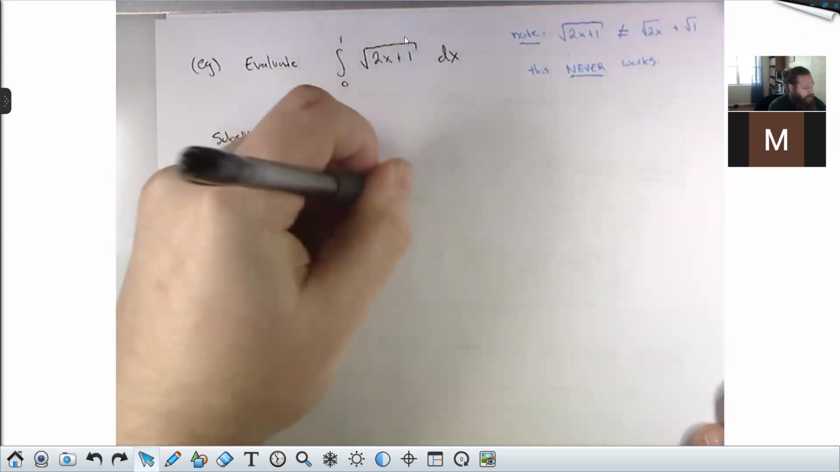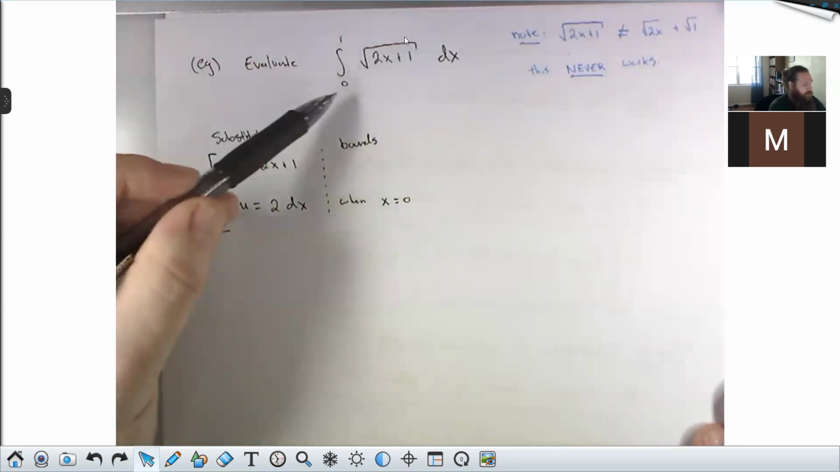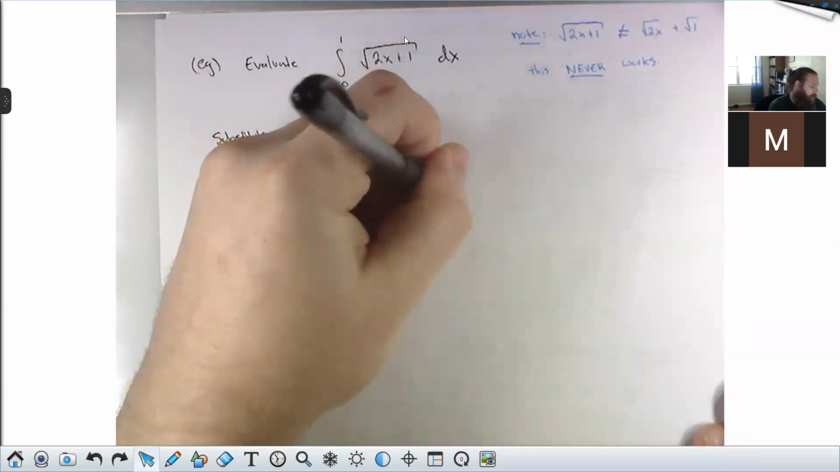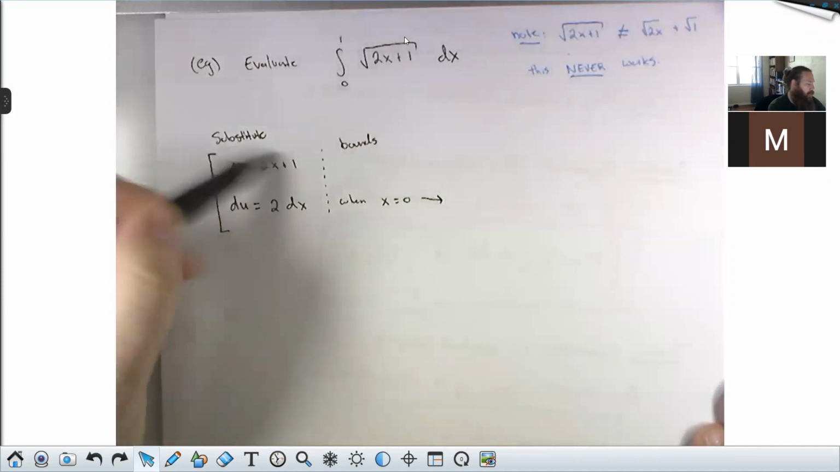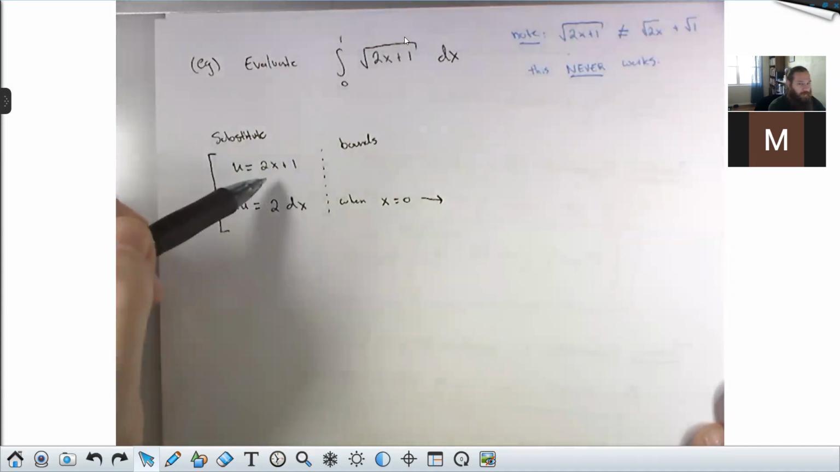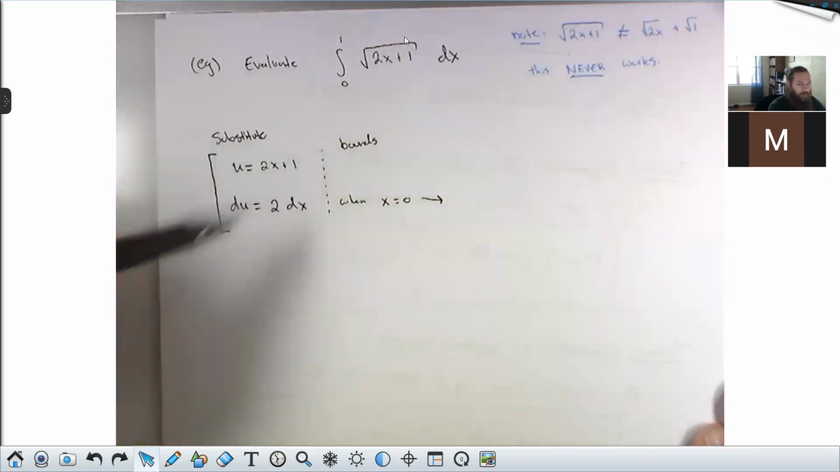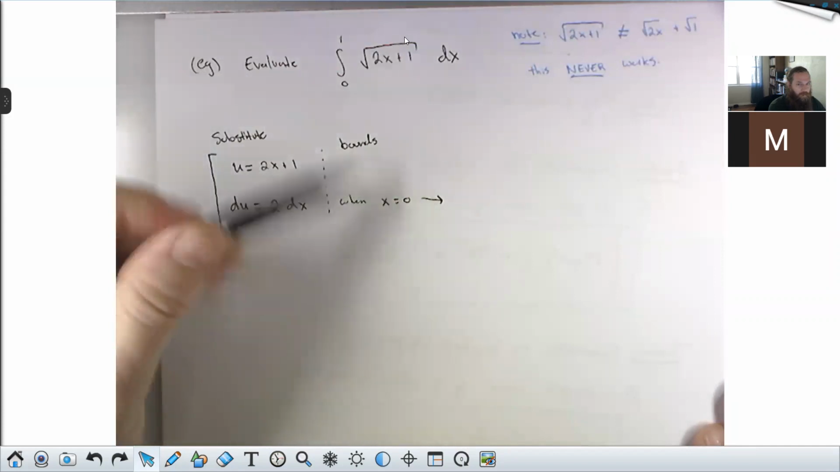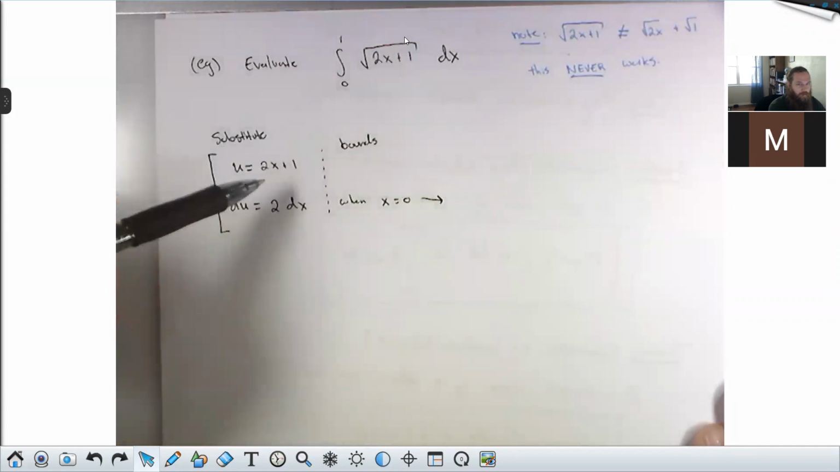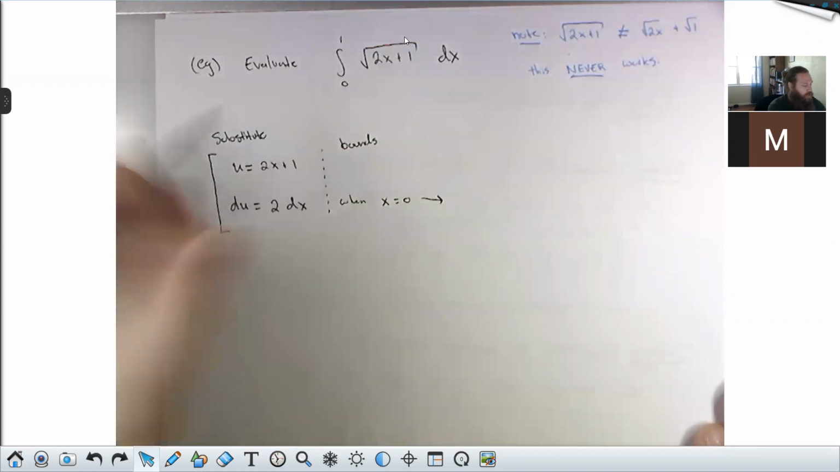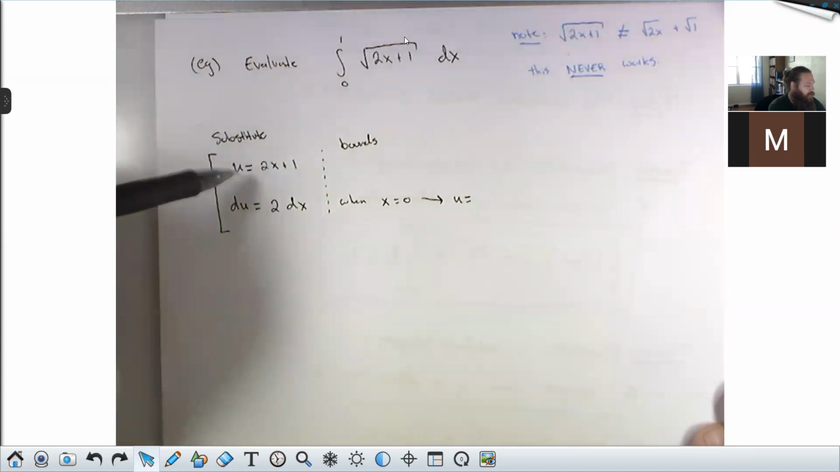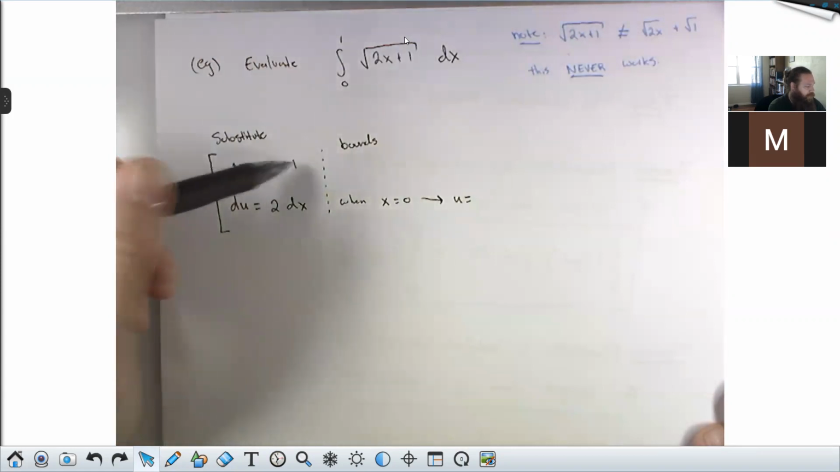Our old lower bound was 0, and that was a value for x. When x is equal to 0, my new variable u is equal to 2 times 0 plus 1. You just plug the old bound into your substitution. You take this old lower bound, plug it into the substitution here, and that will give you your new lower bound. So when x is equal to 0, u is equal to 2 times 0 plus 1. That's 1.